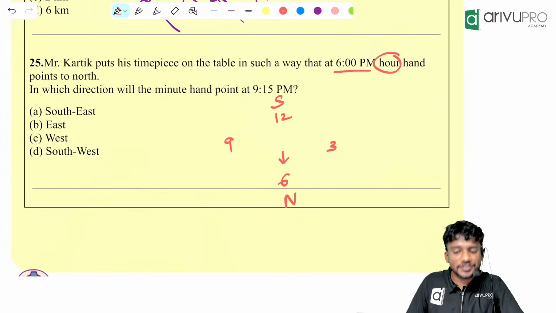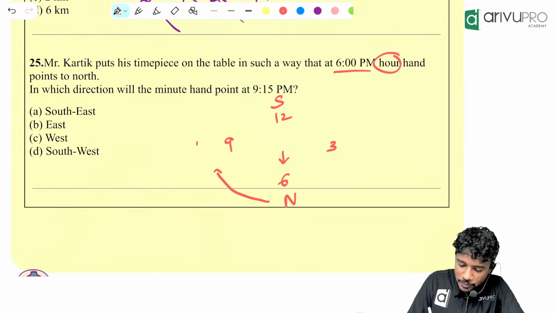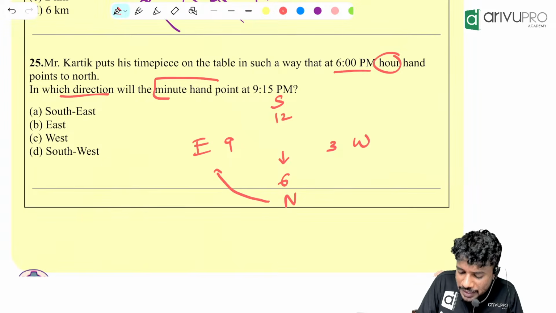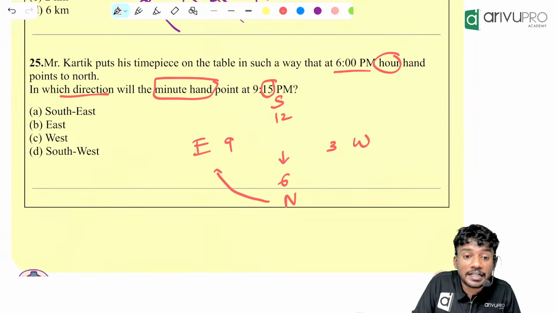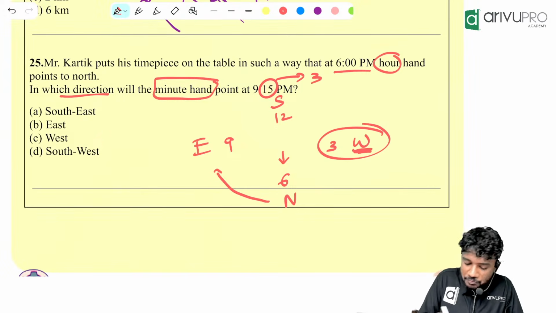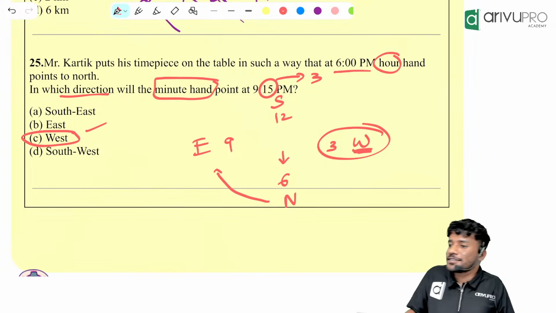Opposite is what? South. Right of north is what, people? East. Opposite of east is what, people? West. Then we are asking in which direction the minute hand, meaning 15, correct? 15 means what? 3. Minute hand is pointing at 9:15. So which direction is it, people? West direction. Easy answer without even doing.